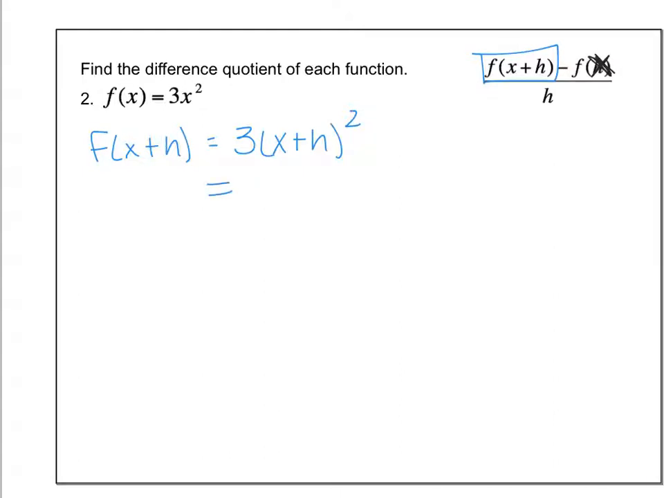How am I going to simplify this? When I square a binomial, I get a trinomial. First term squared?